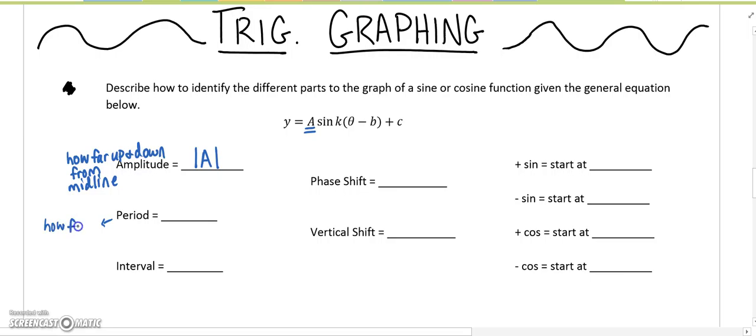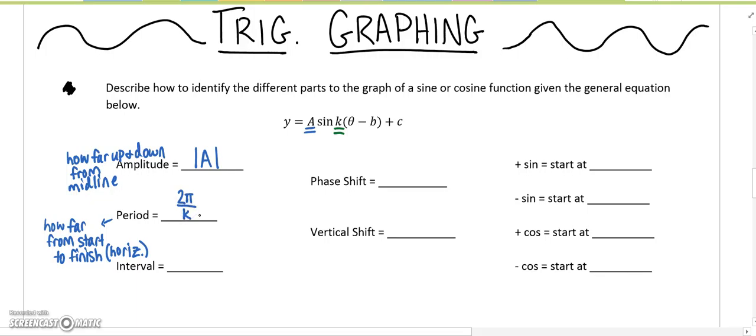Okay, the period is how far from start to finish. And that's horizontally, so left to right, how far. And to calculate the period, you have to think back to the unit circle. A unit circle, that's one full circle, that's 2 pi. Well, the period of a sine or cosine function starts as 2 pi, and then if there is a number right here in front of theta, we call it k, you have to divide by that. So the period is actually 2 pi divided by k.